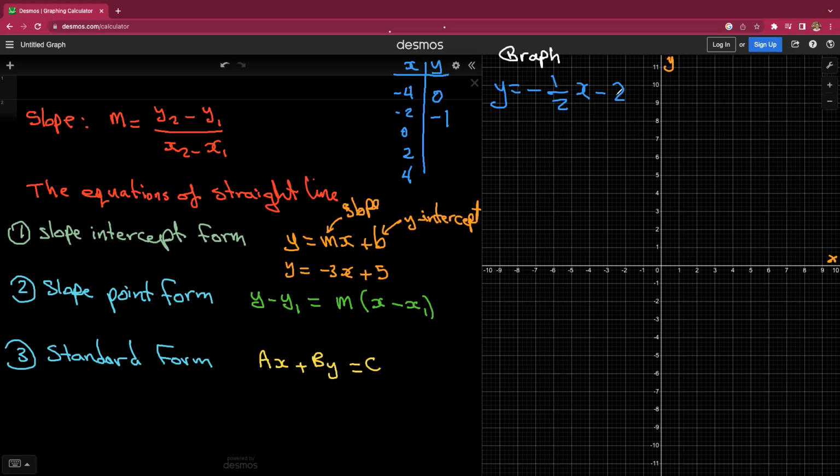0 times -½ is 0, minus 2 is -2. 2 times -½ is -1, minus 2 is -3.